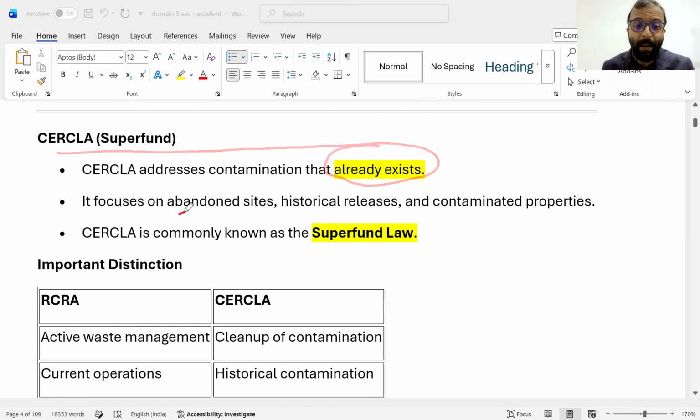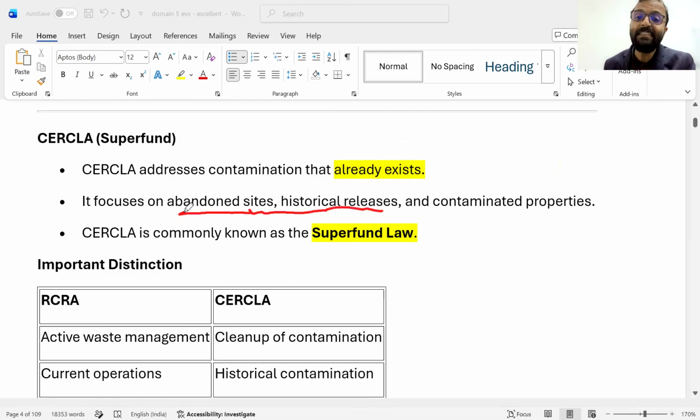It focuses on abandoned sites, not the present मैन्युफैक्चरिंग कंपनी जो अभी काम कर रहा है एक्टिव वाला कंपनी में नहीं फोकस करता है abandoned sites, historical releases and contaminated properties. See, there are some kind of property जो काम नहीं कर रहे हैं. Okay, there are property which is not working. That property सरकार will be focusing. That property which they are not working, which is not working.